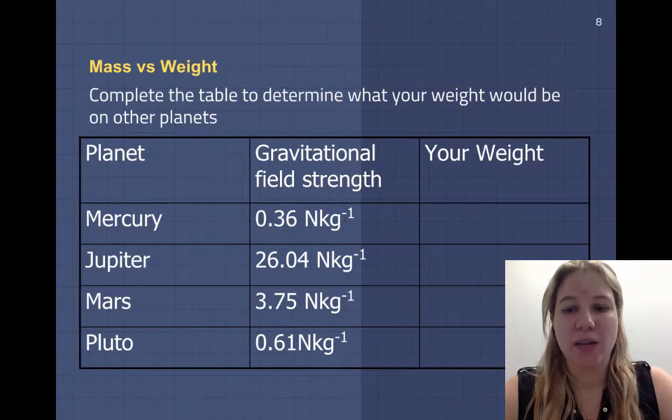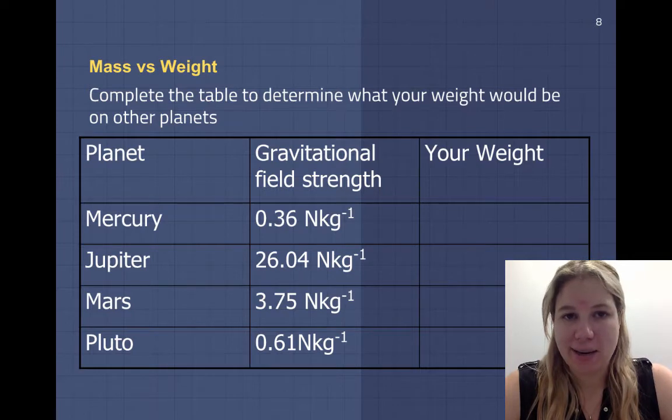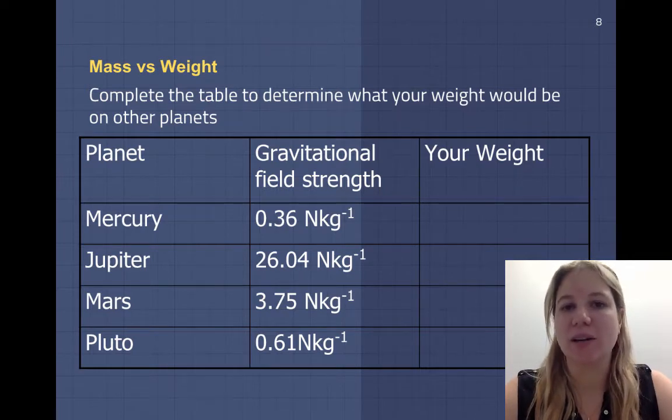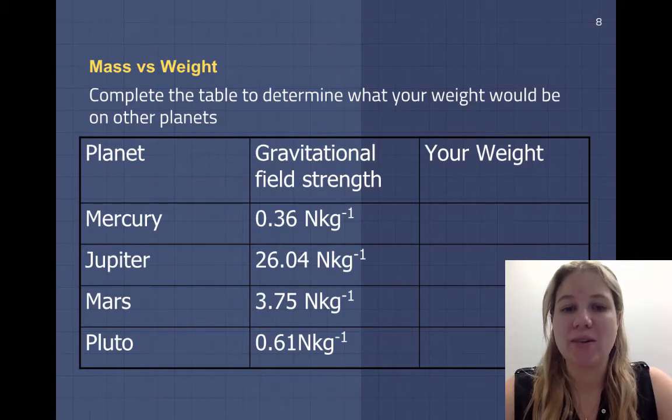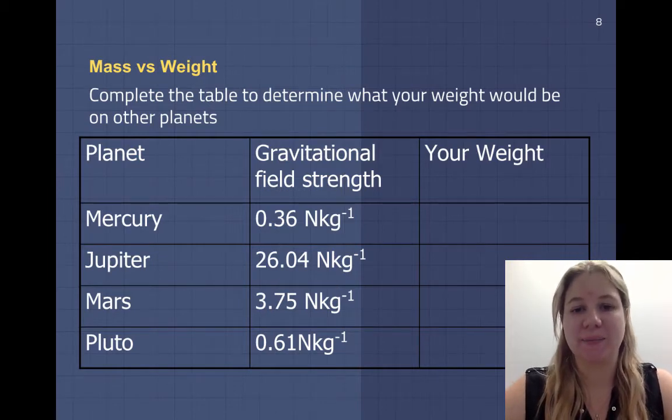Alright, so I want you to pause the video here again, and I want you to determine what your weight would be on other planets. So just have a guess at what your mass is right now, so the last time you weighed yourself, roughly what you think it is, and then work out what your weight would be on these different planets.